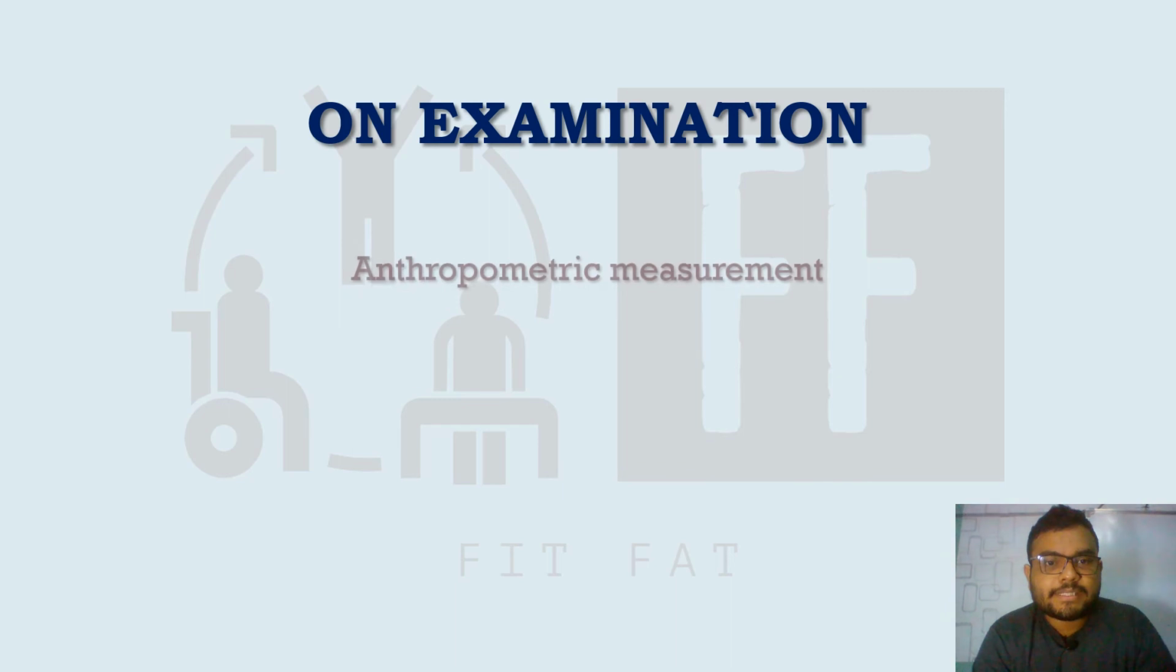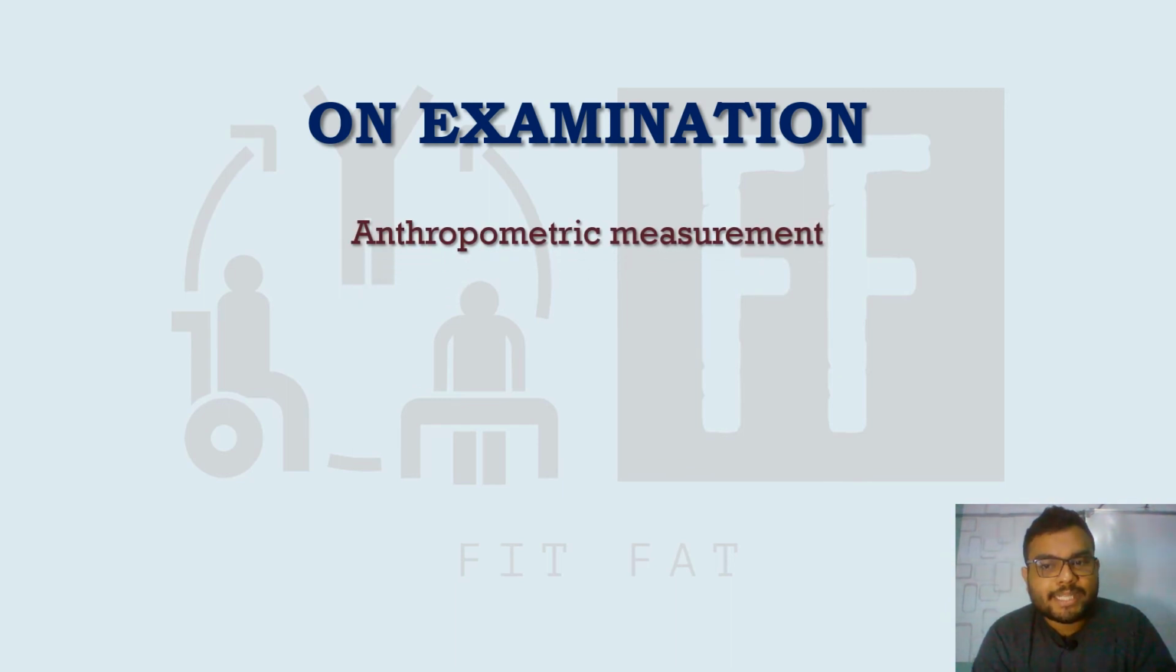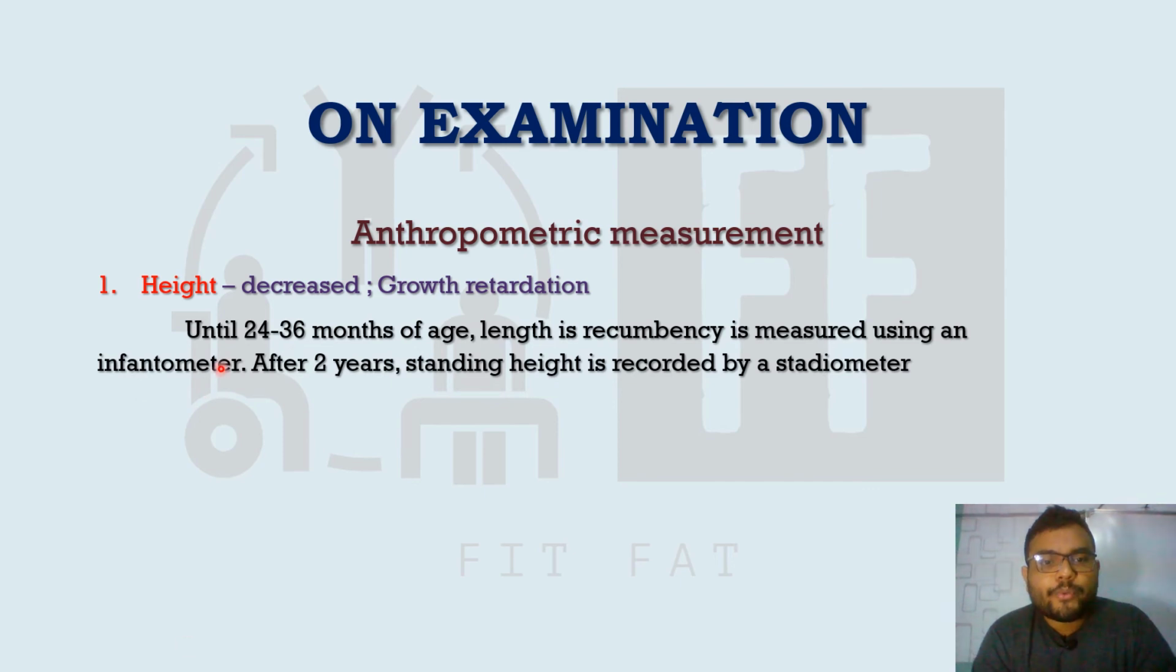Okay, the next thing you need to examine is the anthropometric measurement. It includes basically the height, weight and the head circumference. So in height basically it is decreased, and in most of the cases there is growth retardation, right? Until 24 to 36 months of age, length in recumbency is measured using an infantometer. After 2 years of age, standing height is recorded by a stadiometer. Now you will find both of these in a pediatric setup.